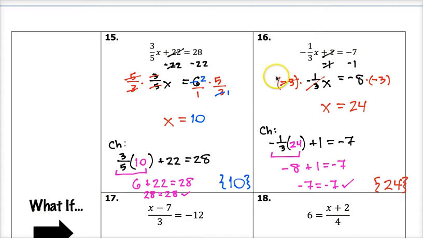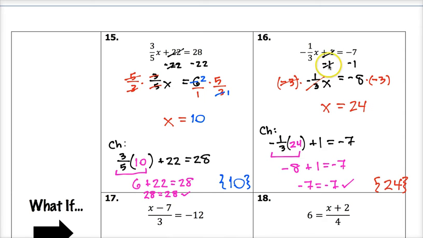Okay, so for number 15, your first step should have been to subtract 22 from both sides. When you do that, you get 3/5 x equals 6. And then remember, we get rid of fraction coefficients by multiplying by their reciprocals. So we multiply both sides by 5/3. 6 times 5/3 gives us positive 10. So x equals positive 10 for 15. And again, make sure you've shown your check here.